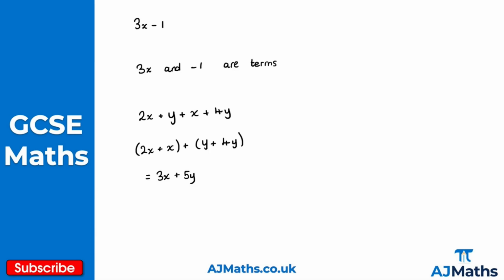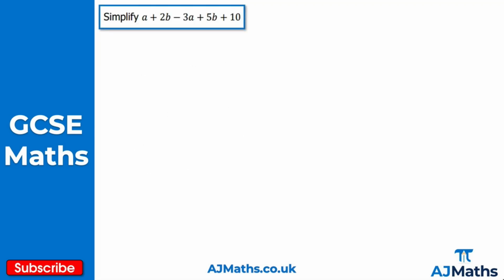That's everything we need for our introduction to collecting like terms. What we're going to do now is take a look at some practice questions for collecting like terms. If we start off with question 1, we're asked to simplify this algebraic expression, a plus 2b minus 3a plus 5b plus 10, by collecting like terms. What we need to do here is identify the terms that we can collect.